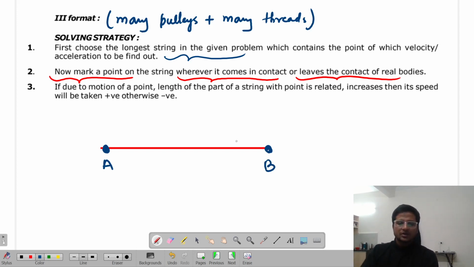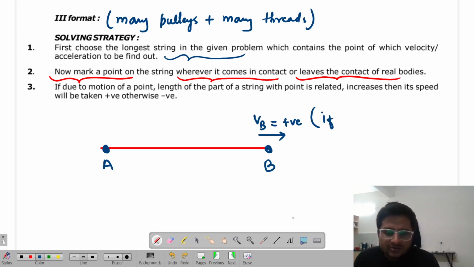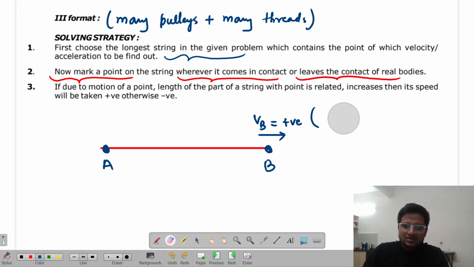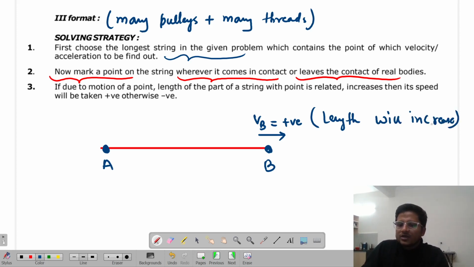So if this point of contact increases the velocity of this thread, what will we consider it? Positive. If the velocity of the point of contact is such that the length is going to increase, then I will call that particular point to have positive velocity. What kind of velocity? Positive.